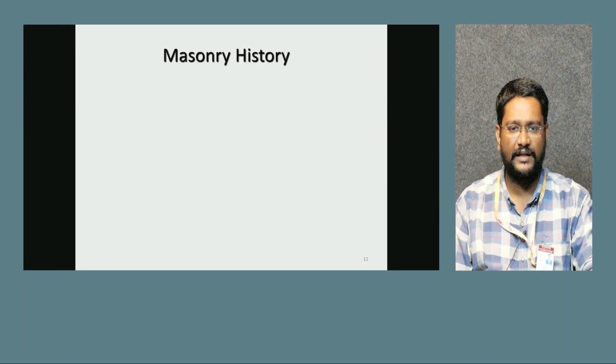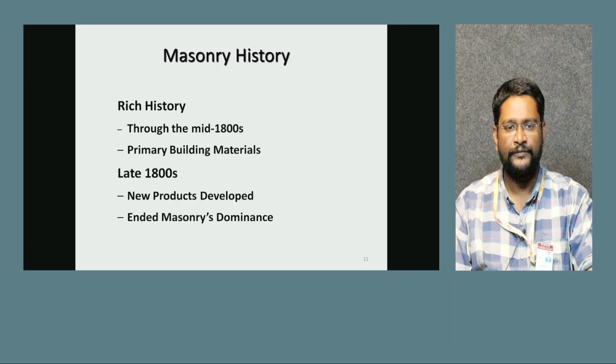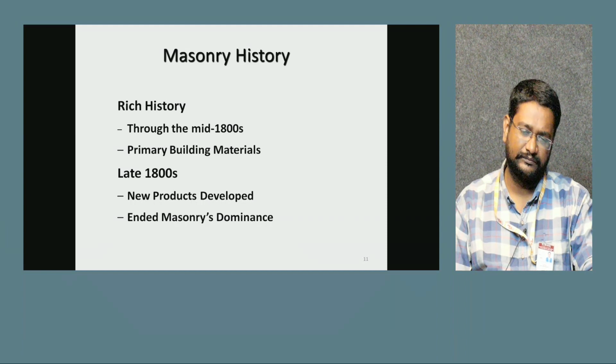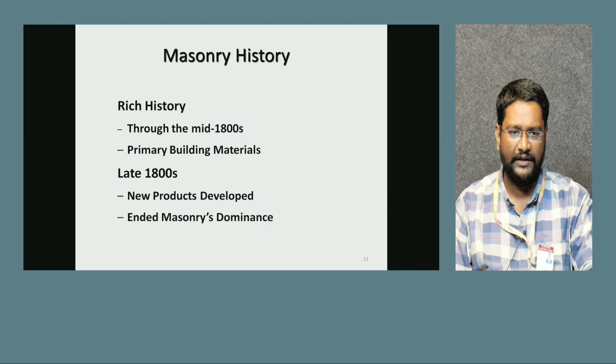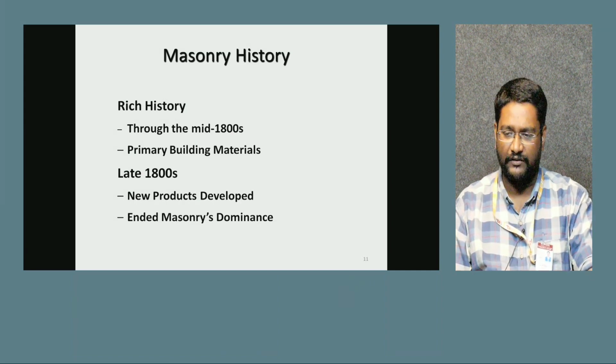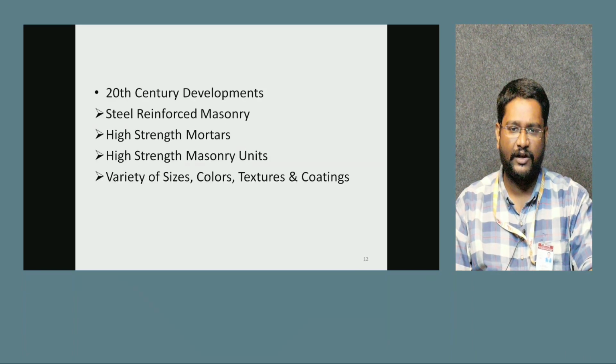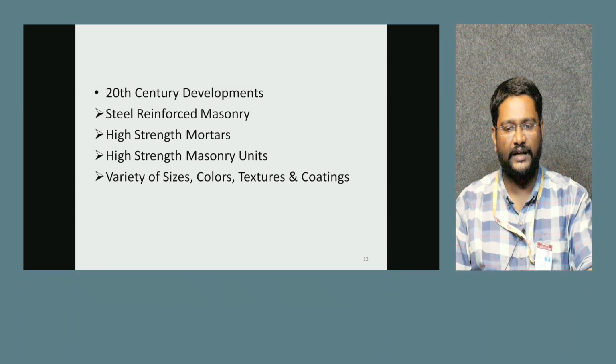Okay, next coming to the masonry history. First of all, before going to the mortar, we'll see the history, when masonry started. It has a rich history that started in the mid 1800s, and the primary building material was this one. In the late 1800s they introduced some other materials and new products were developed. For example, stone masonry, brick masonry, concrete masonry were all developed stage by stage. In the 20th century they started steel reinforcement, high strength mortars and high strength masonries, with varying sizes, color, texture and coatings.